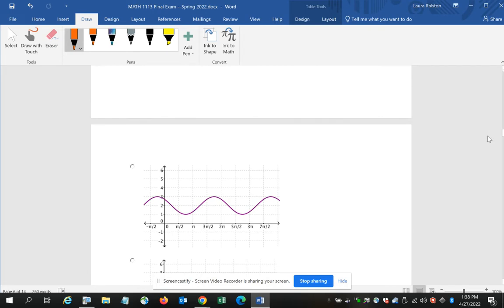Again, if I look at this, between 0 and negative pi over 2, halfway I would be at 3. And then if I do a full cycle, I'm going to end at 3 because we shifted it up 2. Here's my 0 line. So it's this one.